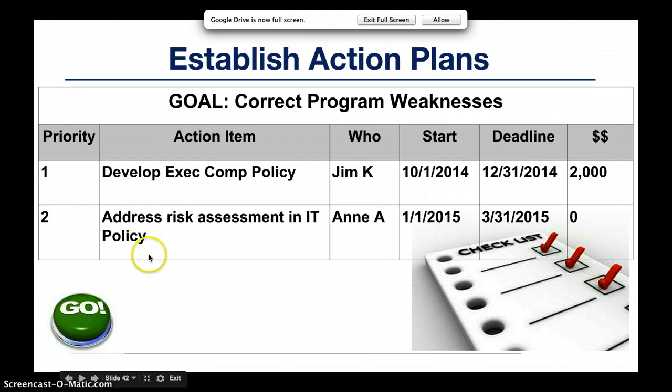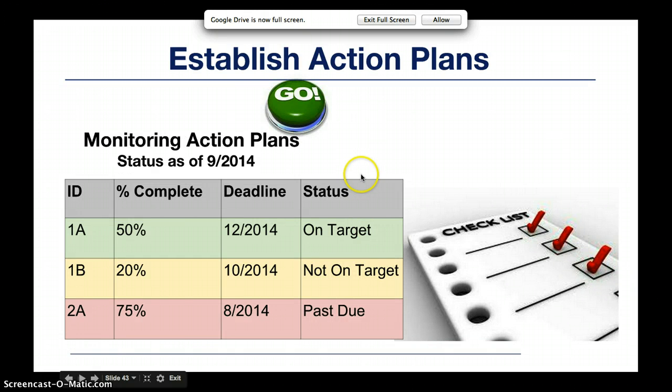It's a priority 2, and that is to address the risk assessment in the IT policy. Ann A is the assignee. She has one quarter to do it, but it doesn't start until 2015. With the bandwidth in the organization, this is a lower priority, so we're going to get number 1 started first, and then we're going to work on the next one. The other thing to note is that 0 is the dollar amount. Ann is well versed in policy governance and information security, so she's going to write the risk assessment governance in the IT policy. Let's take a look at monitoring.